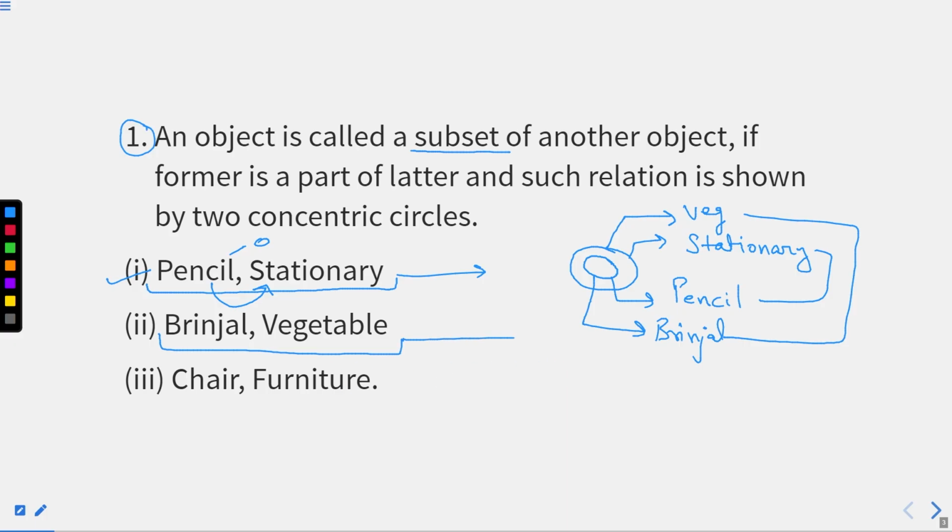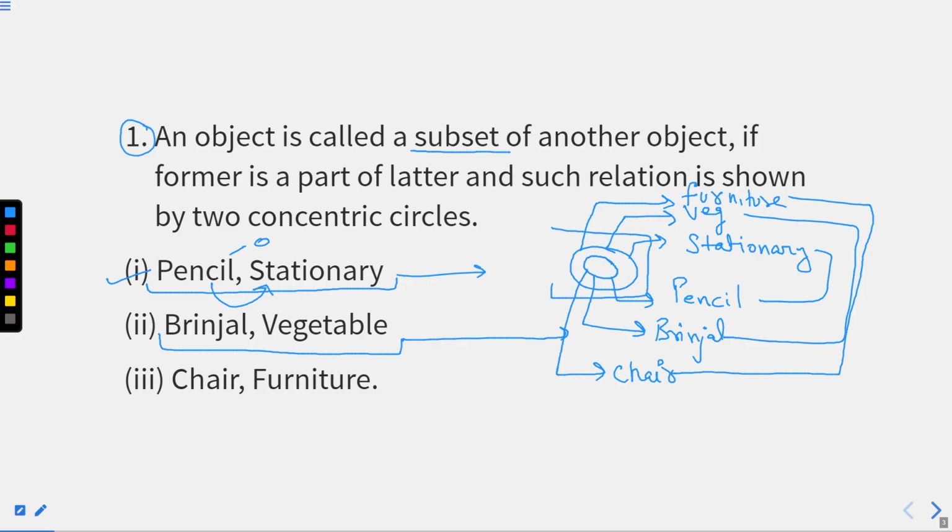Now we have another pair, that is chair and furniture. So students, a chair is also furniture. So if this outer circle is representing furniture, then definitely the inner circle is representing nothing else but a chair. Now this forms the third pair, right? And this particular thing is the Venn diagram for all three cases.